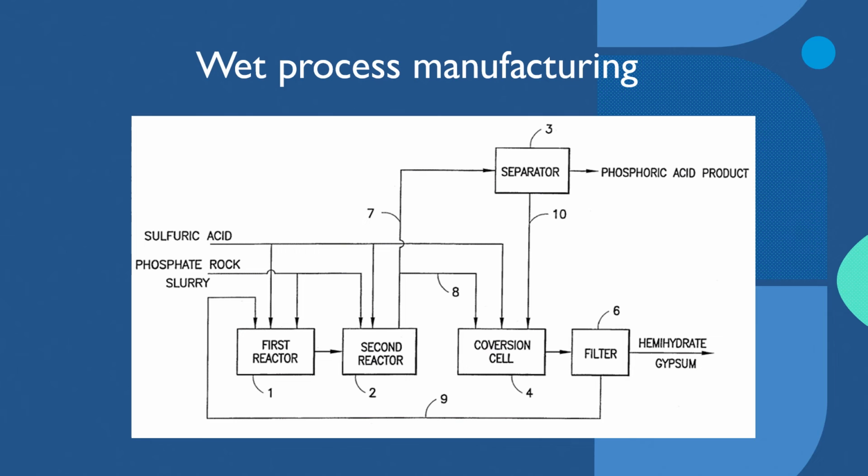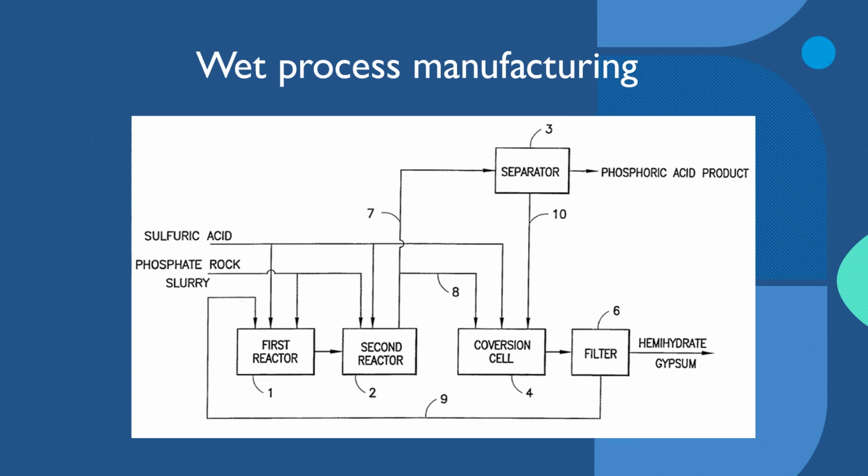In the conversion cell, the dihydrate gypsum separated from the separator is mixed with part of the second reaction slurry from the second reactor. Some additional 15% of sulfuric acid is added, which conducts the conversion reaction by introducing steam. So in the conversion cell, dihydrate gypsum is transformed into hemihydrate gypsum. The conversion reaction carries out for 40 to 60 minutes at a controlled temperature of 90 to 105 degrees Celsius.